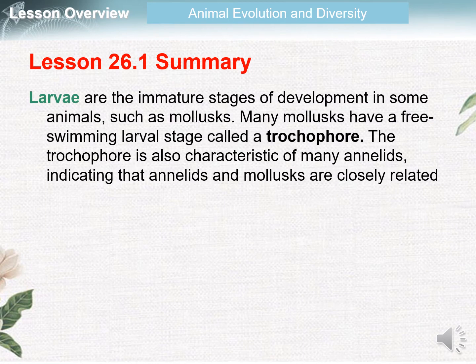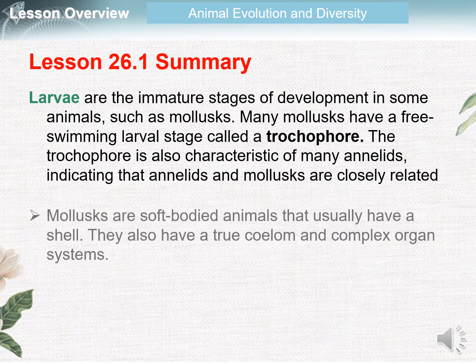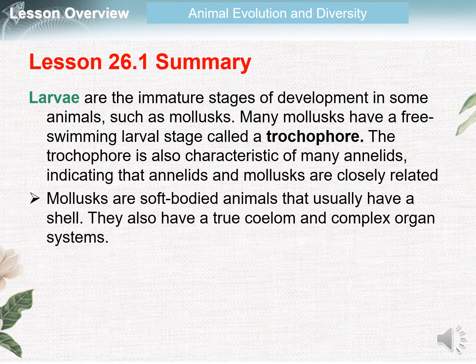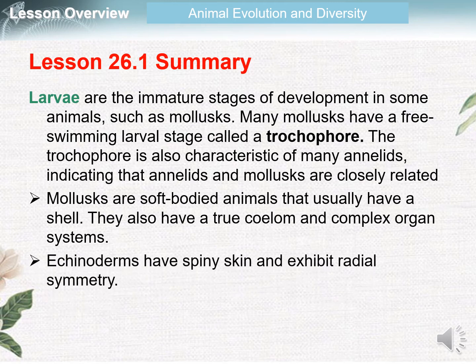Larvae are the immature stages of development in some animals such as mollusks. Many mollusks have a free-swimming larval stage called a trochophore. The trochophore is also characteristic of many annelids, indicating that annelids and mollusks are closely related. Mollusks are soft-bodied animals that usually have a shell. They also have a true coelom and complex organ systems. Echinoderms have spiny skin and exhibit radial symmetry.